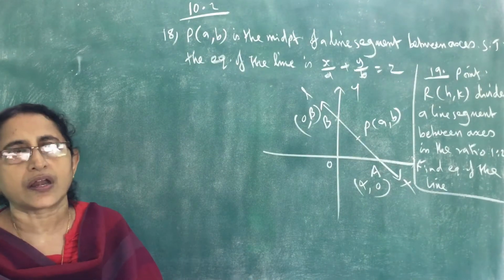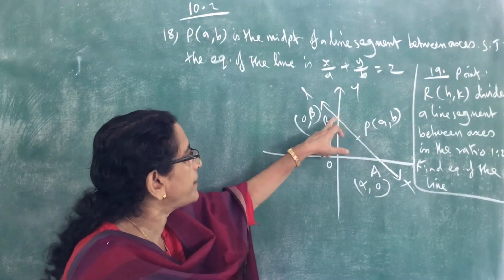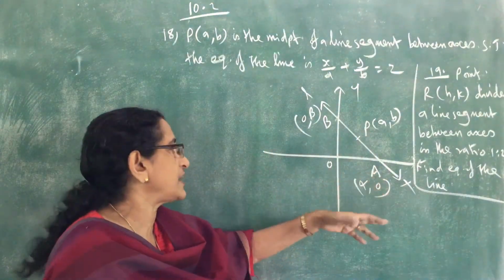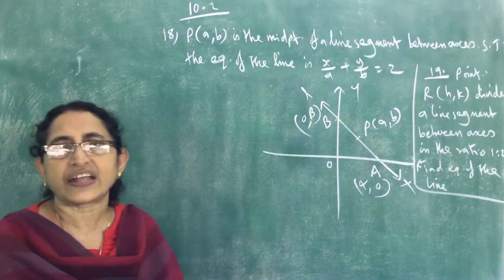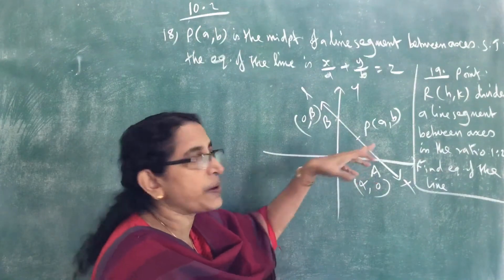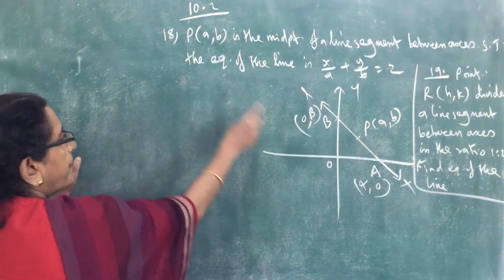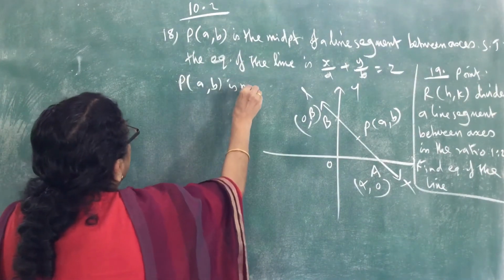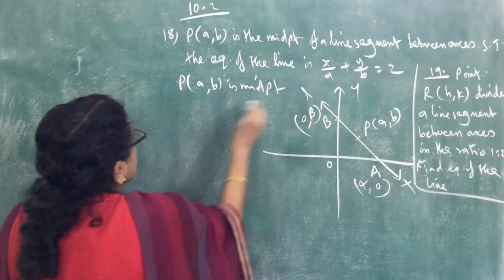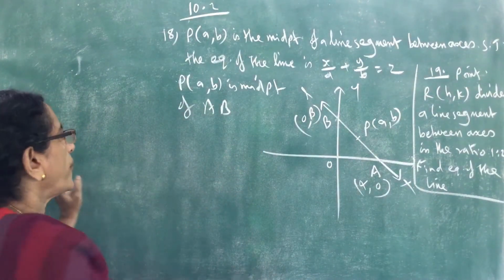Now if we find alpha and beta, we can find the equation of the line, x by alpha plus y by beta equal to 1. So using the given information, what is given? P(a, b) is the midpoint of AB. Using that we can find alpha and beta, that is, the x-intercept and y-intercept. So we can use the midpoint formula.